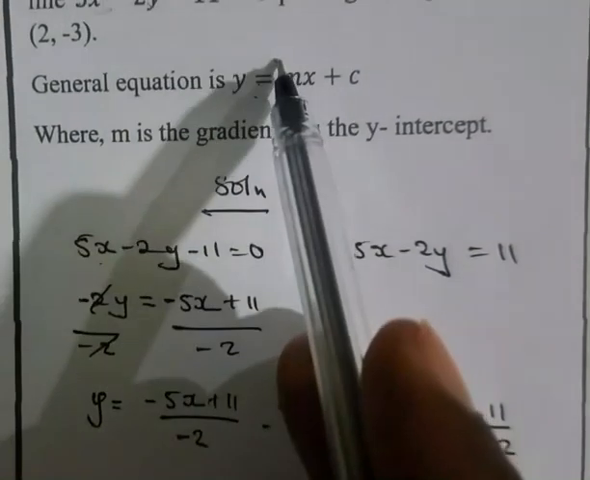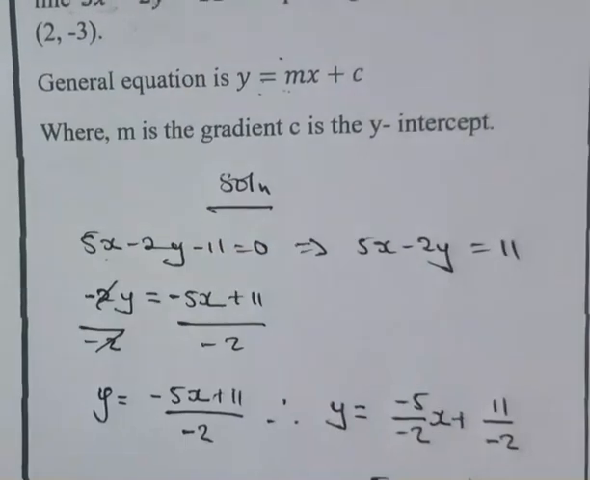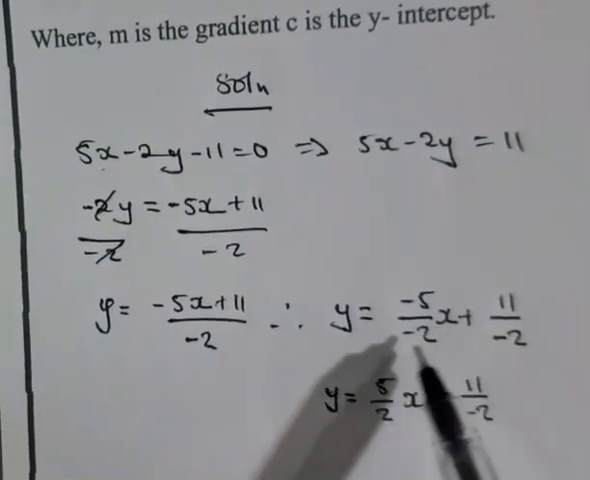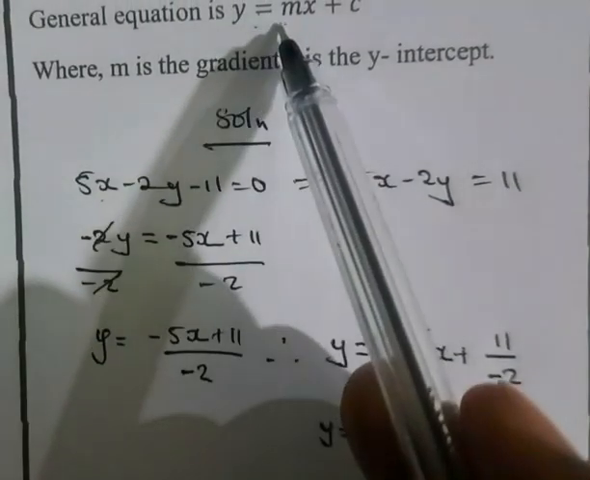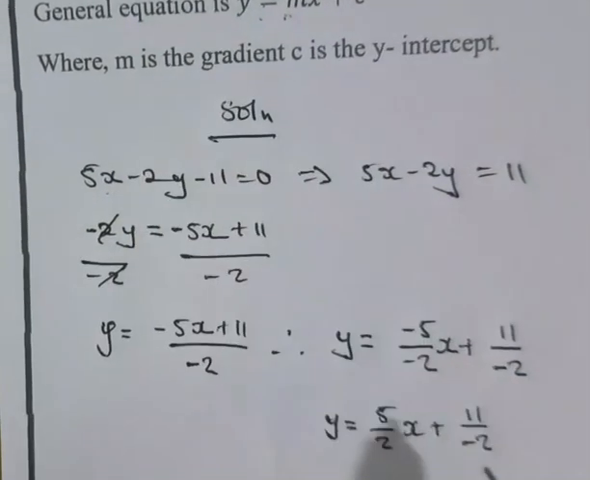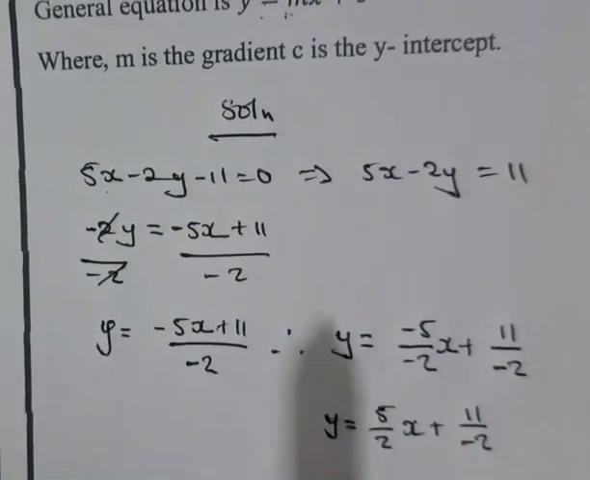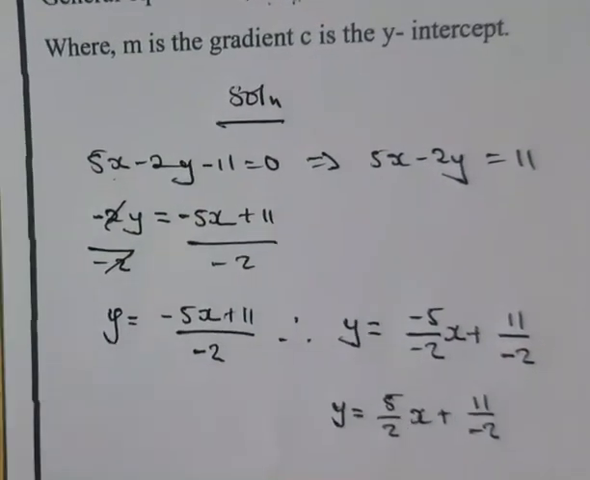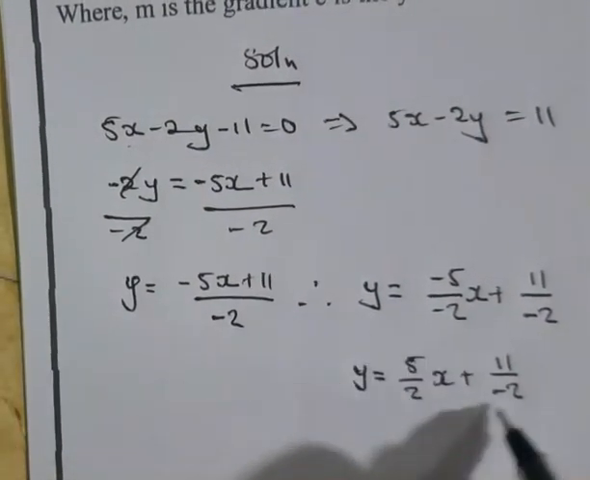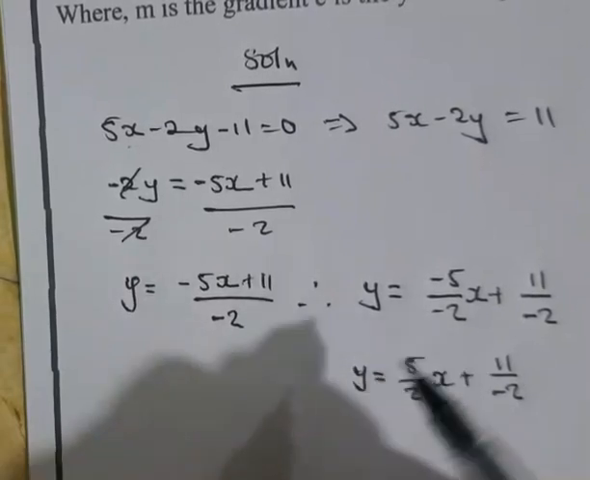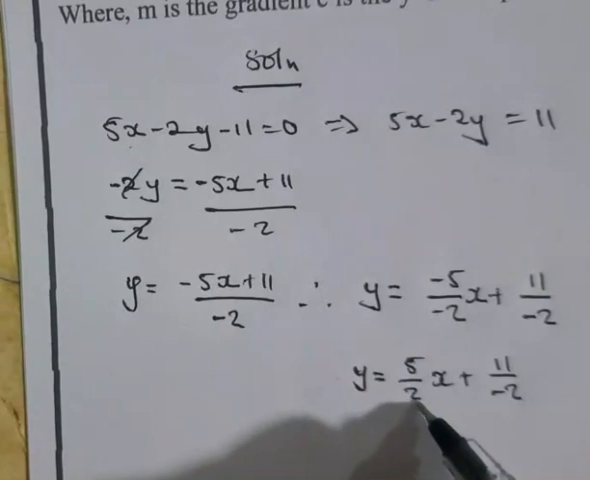When we make y the subject of the formula, it means that this equation you are seeing here is the same as the one we've just formed. And we say that m is for the gradient, isn't it? So m is represented by 5 over 2 there. It means that the gradient of the line perpendicular to this one will be the opposite reciprocal, which is negative 2 over 5.